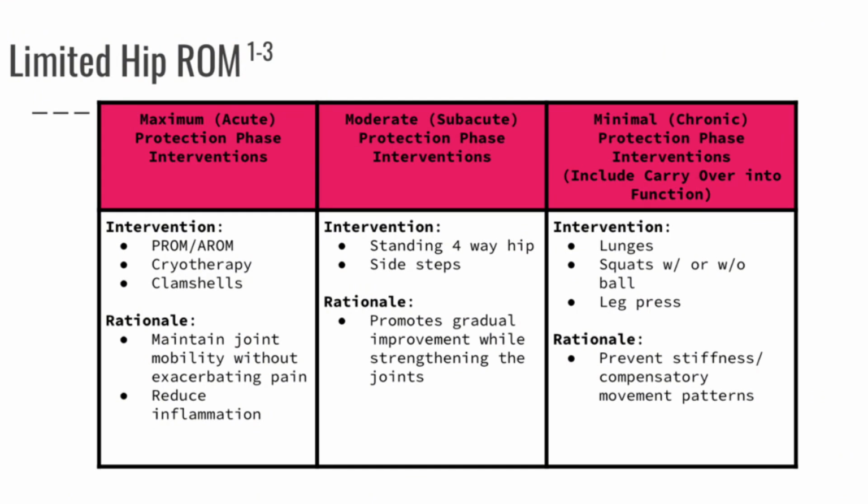Then for the moderate protection phase, you could do a 4-way hip or some side steps. This will be a gradual improvement while also strengthening the joints and restoring normal range of motion. And then for the minimal protection phase, you can do lunges, squats with or without a ball, or a leg press if your clinic has one. And this will restore full range of motion for daily activities, improve flexibility, and prevent stiffness or compensatory movement patterns.